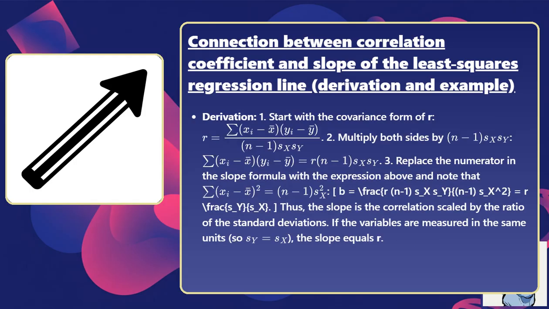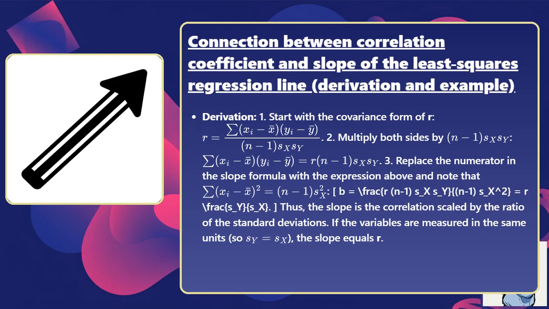Derivation: step 1. Start with the covariance form of r. r equals the sum of (xi minus x bar) times (yi minus y bar) divided by (n minus 1) s sub x s sub y. Step 2. Multiply both sides by (n minus 1) s sub x s sub y.